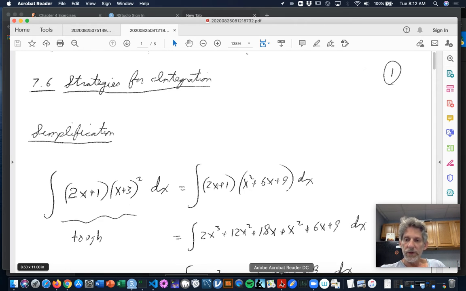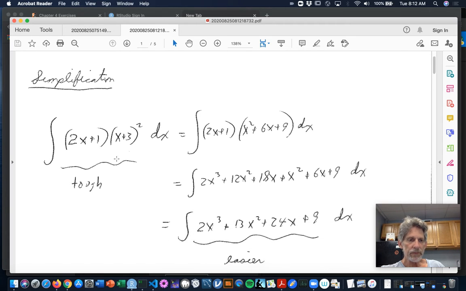The book does offer some suggestions to get you started, and I'll go over some of these suggestions to show their power. So one suggestion is simplification. Say you've got this antiderivative to find. That's a tough one because it's a product of two functions, and there's no easy rule that says the integral of a product is the product of integrals. There is no such rule.